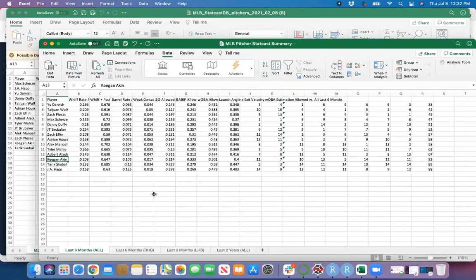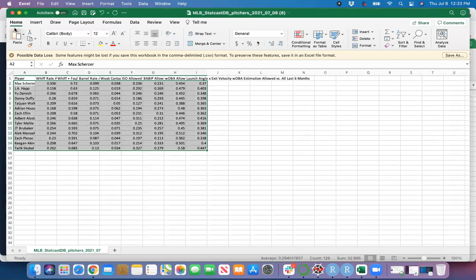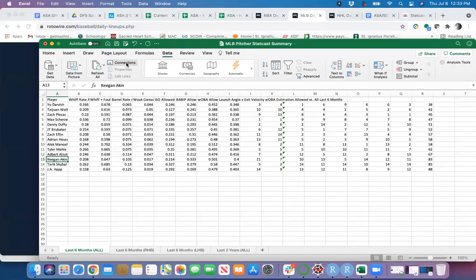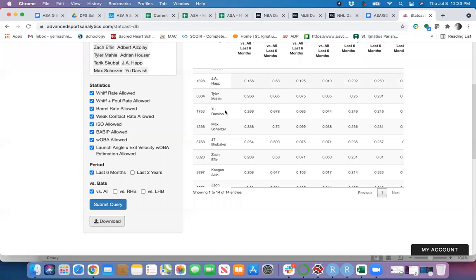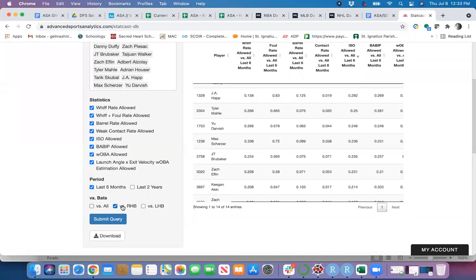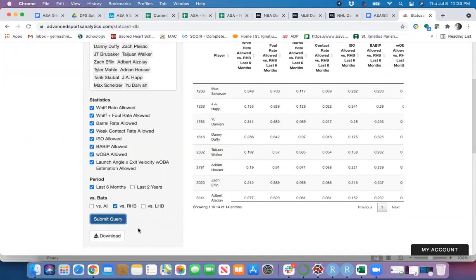But before I end this analysis, let's actually take a look at handedness. So this is another great thing about the database here, is that you can totally take a look at how handedness is going to play a role. So let's see versus right-handed batters. Download.